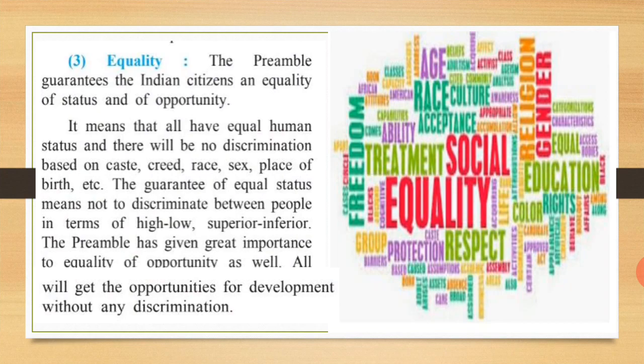So you have studied this point as well earlier, but it's a very important point. The guarantee of equal status means not to discriminate between people in terms of high or low, superior or inferior. The preamble has given great importance to equality of opportunity as well. All will get the opportunities for development without any discrimination. So everyone has a chance to do something that he likes or she likes.